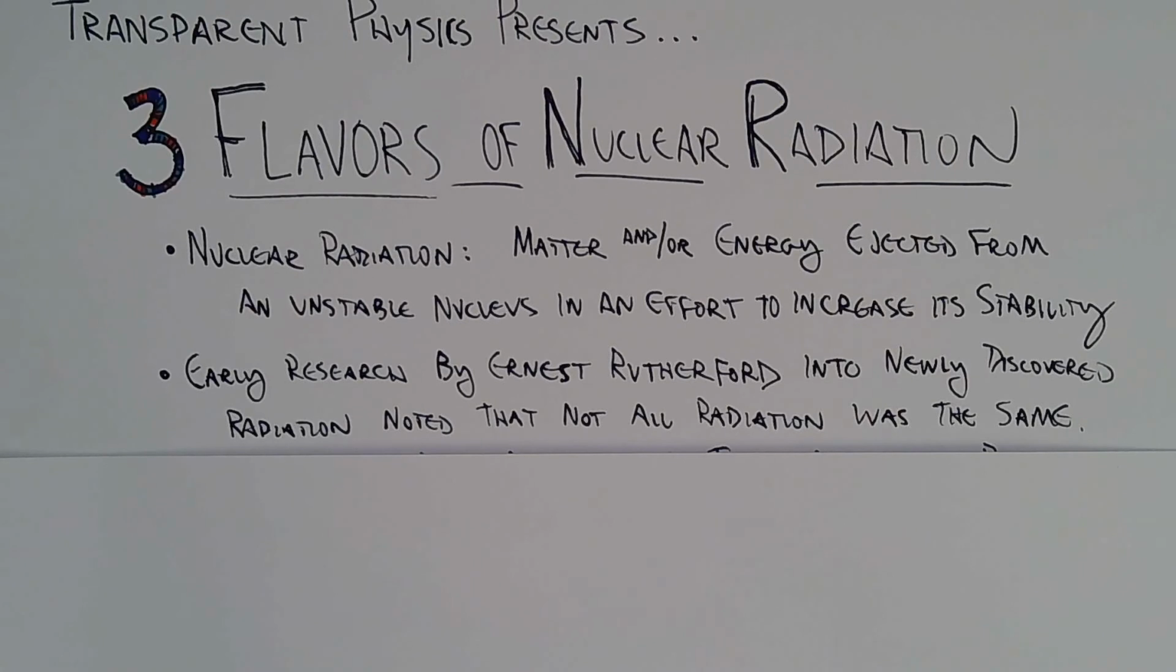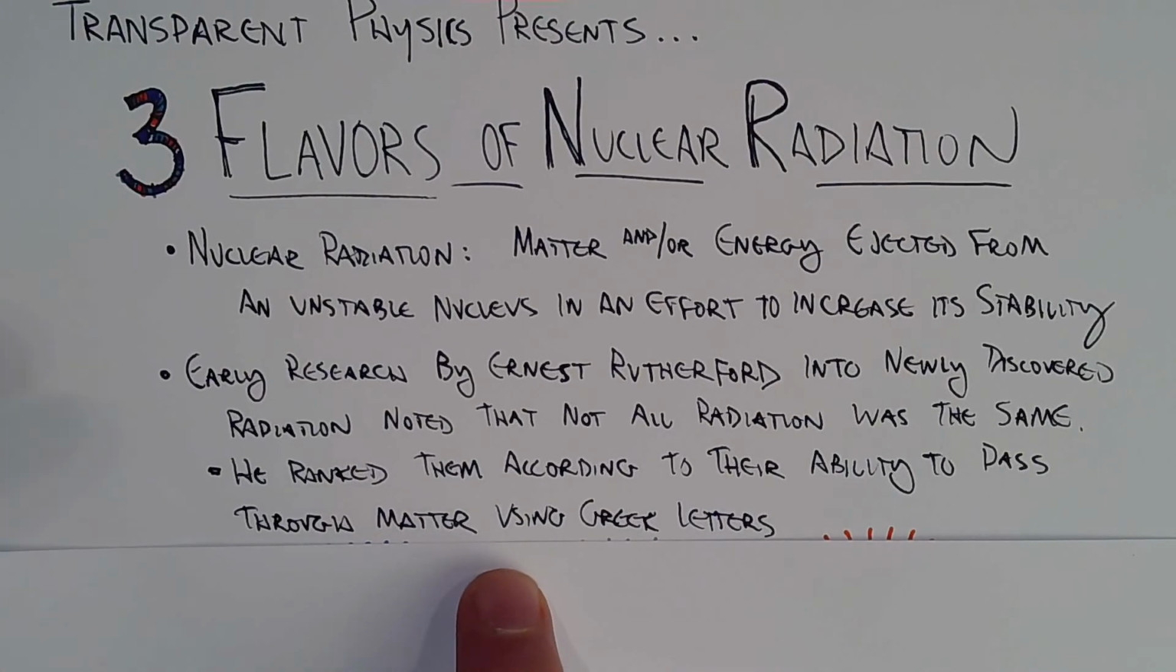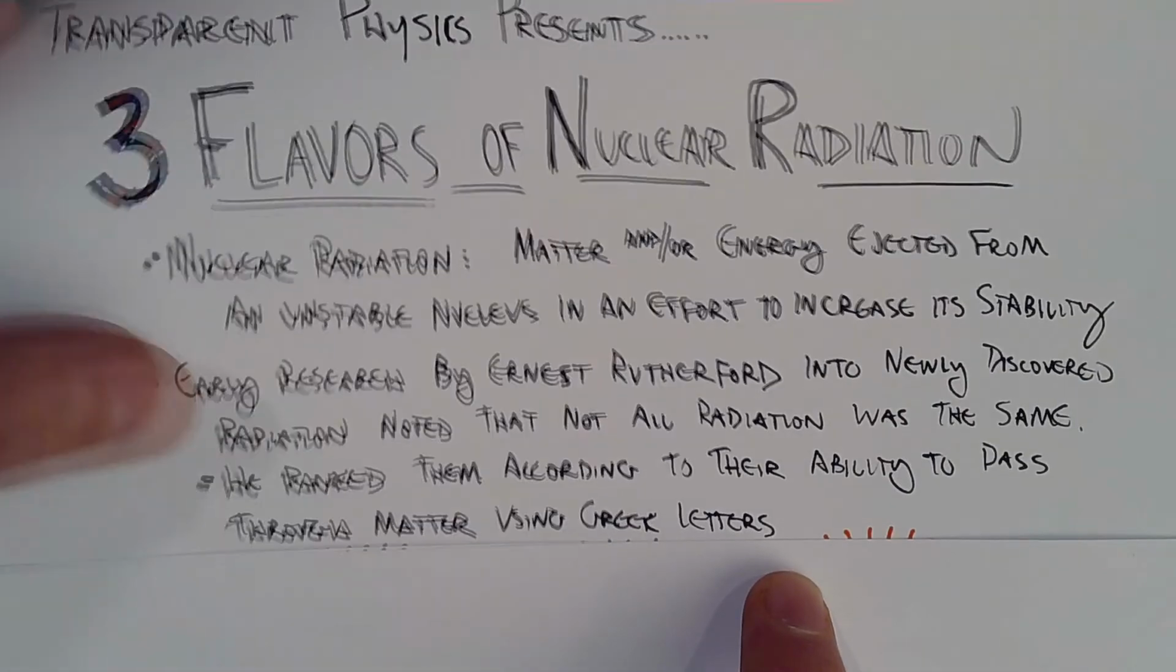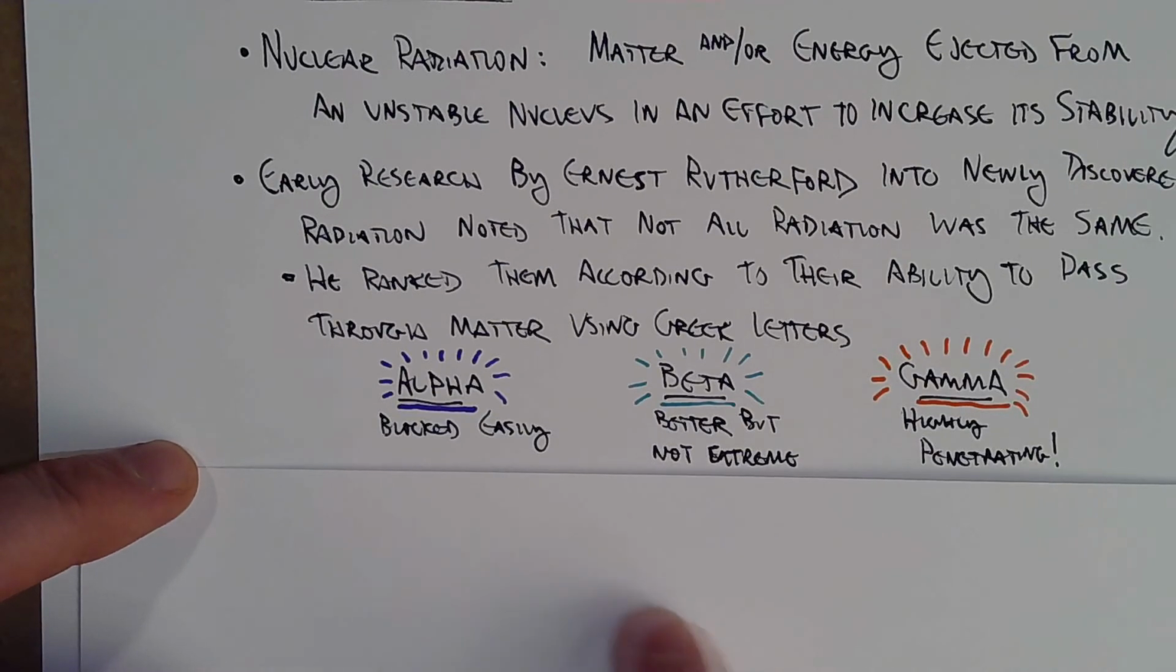There seemed to be different types of radiation mixed into this new invisible energy they were discovering. He noticed that, depending on the substance, some radiation passed more easily through substances than other radiation did. So he ended up categorizing three different types of radiation according to their ability to transfer through materials. He ranked them from the least penetrating to the best penetrating, using the first three letters of the Greek alphabet: alpha, beta, gamma. The reason we call them that is simply the order in which he felt they penetrated material.